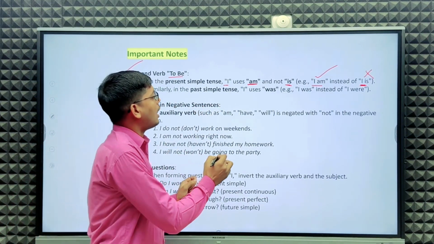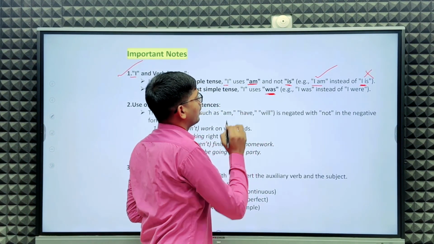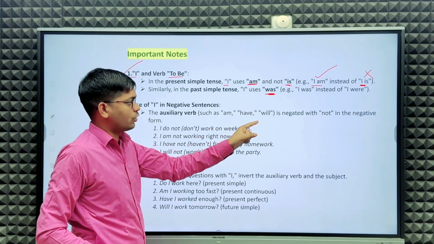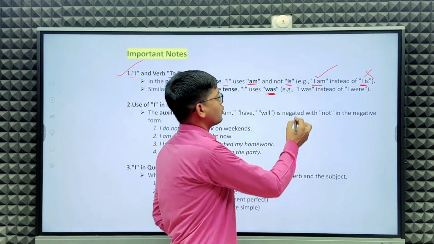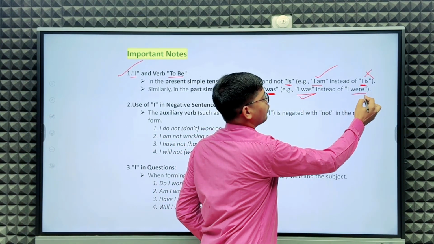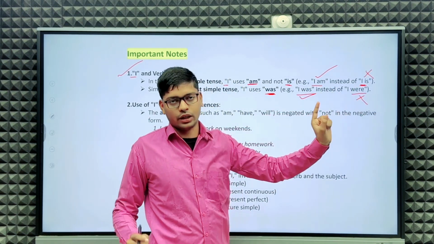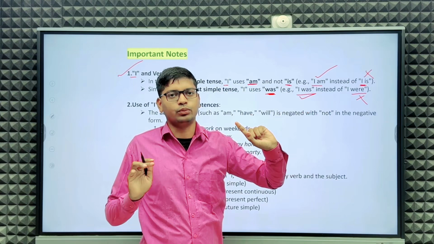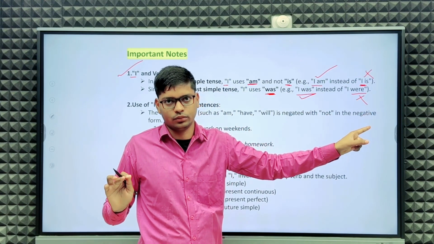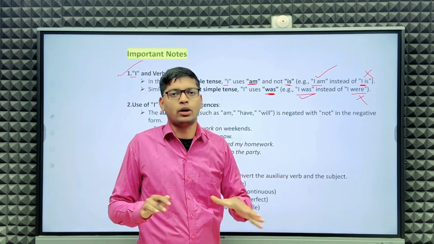Similarly, in the past simple tense, I uses was, not were. So I was is right, instead of I were, which is wrong. But it can be used in assumptions. At this time you can forget that, because we are learning only about the I concept.